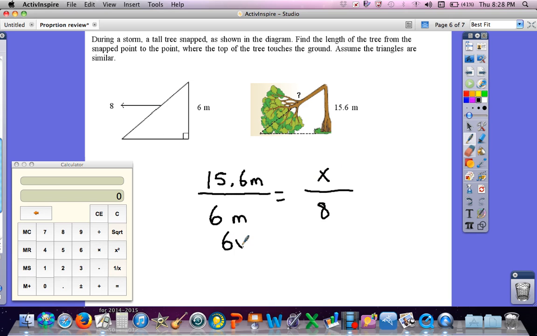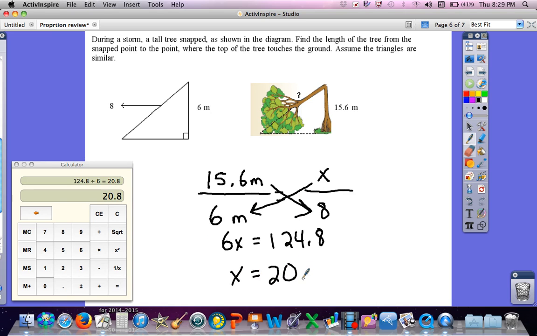Once again, cross multiplying, 6x equals 15.6 times 8, 124.8. Once again, I got this by cross multiplying, one on the top, one on the bottom, and 124.8 divided by 6 is 20.8. The length of the snapped section of the tree is about 20.8 meters long.